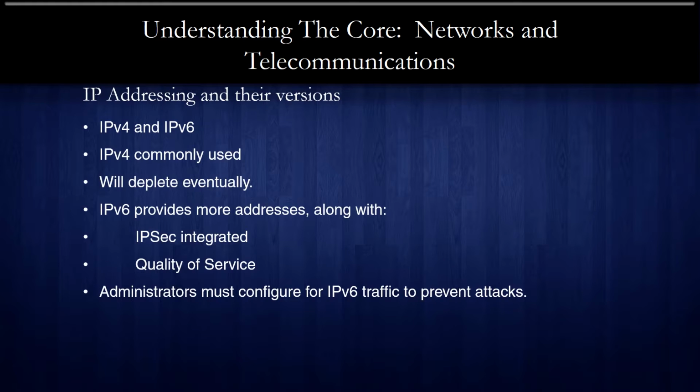So if tunneling is not enabled, security applications will ignore IP version 6 data, therefore possibly allowing an attack to go unnoticed. So we need to make sure that we close the gap so that attackers cannot exploit this weakness.